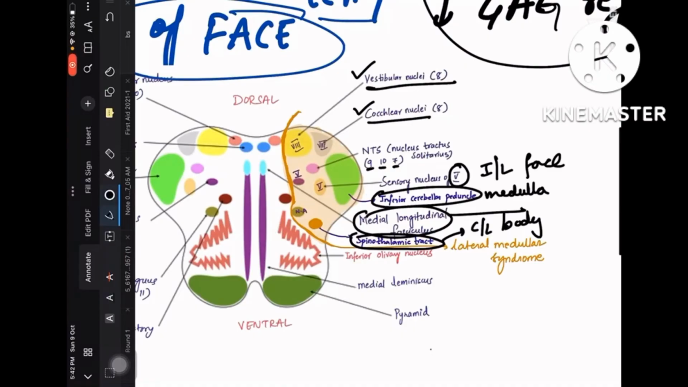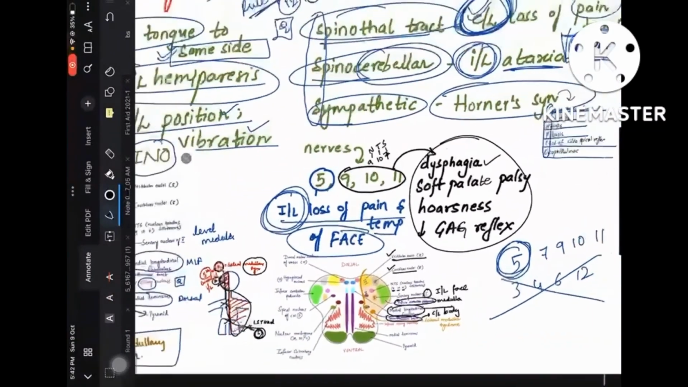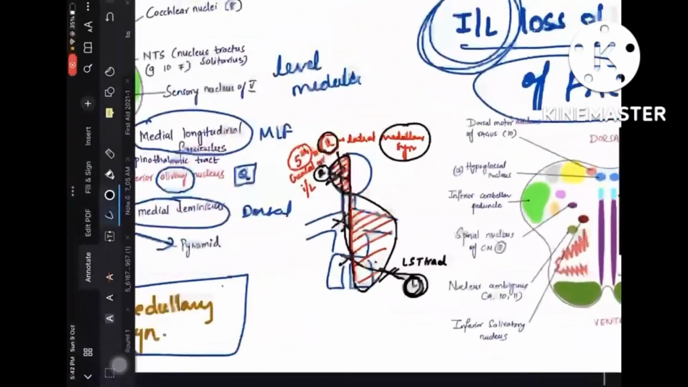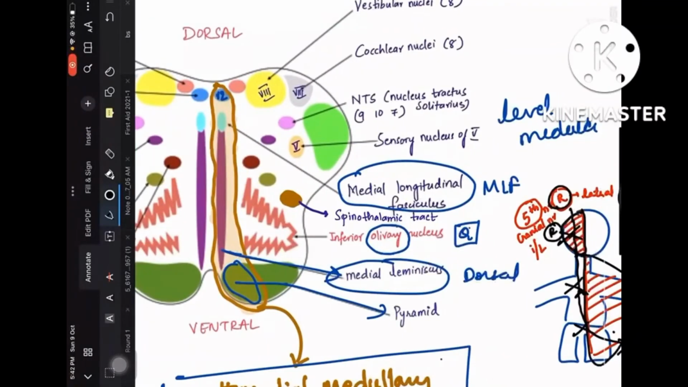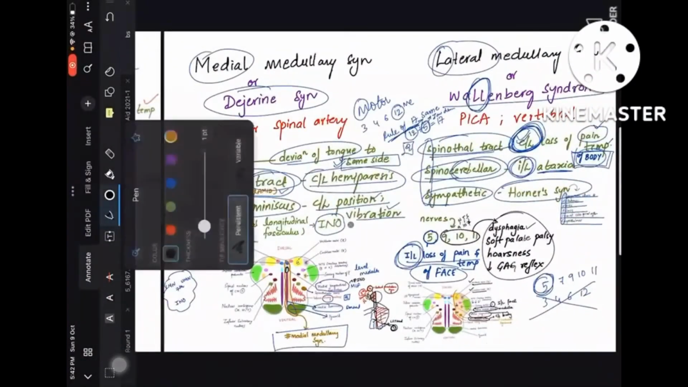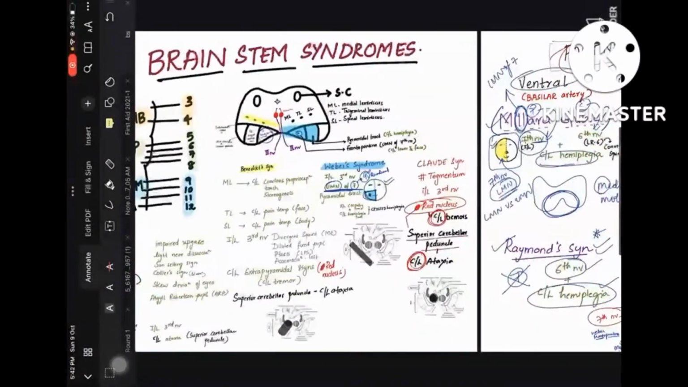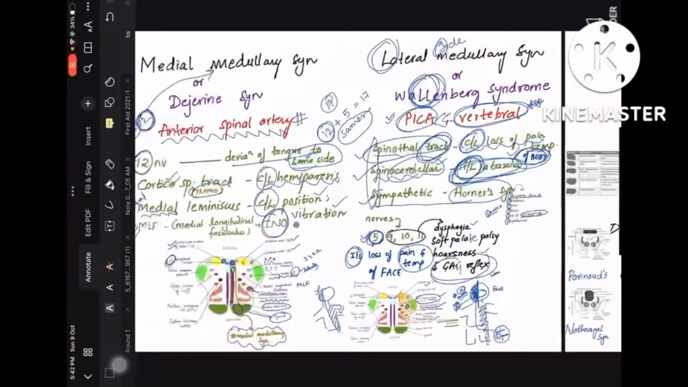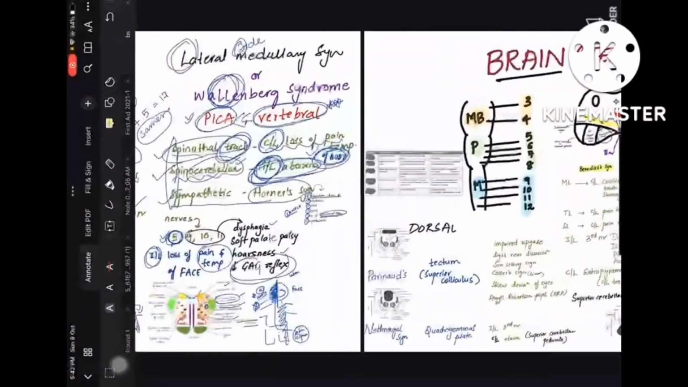This is just labeled here, but it is actually involved in the medial medullary syndrome. The medial longitudinal fasciculus is involved in the medial medullary syndrome, which results in INO. I'll teach INO in a separate video. So this completes the syndromes, guys. Whatever I have discussed is important: medulla, pons, and midbrain. Now that I have discussed everything, let us solve a few questions and consolidate this topic once and for all.